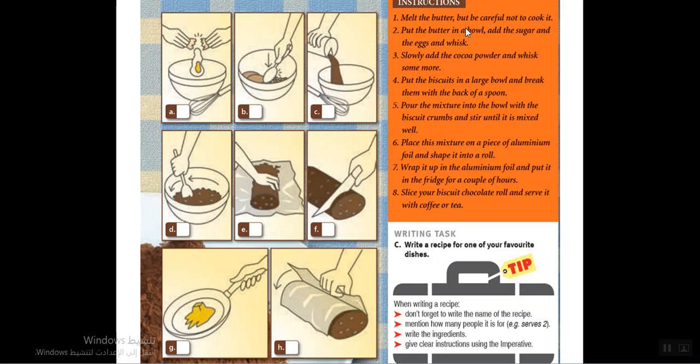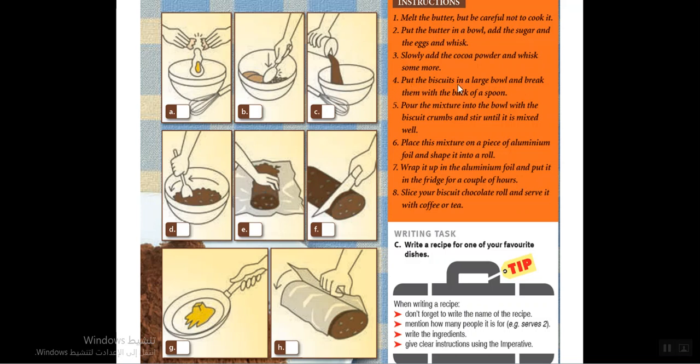And then you put the butter in a bowl, add the sugar and the eggs and whisk. So what do you think? Yes, here in A. So number 2 is A. Number 3, slowly add the cocoa powder and whisk some more. Where you're going to add the cocoa powder and still whisk? Yes, in C, because as you can see here we have the word whisk. I'm still using this tool in order to whisk, and he added the cocoa powder as it said here.